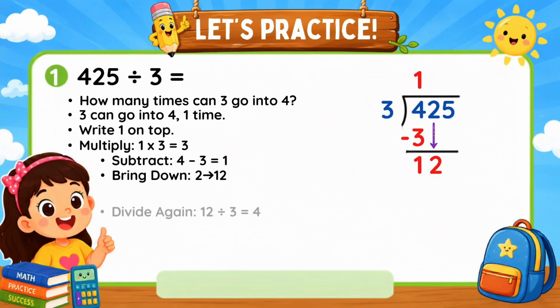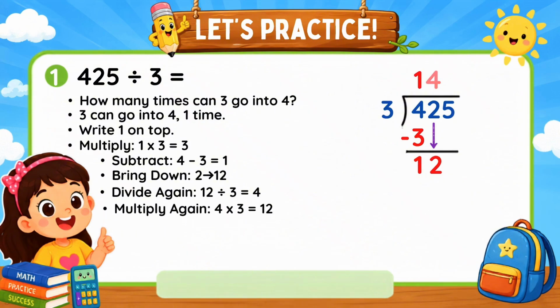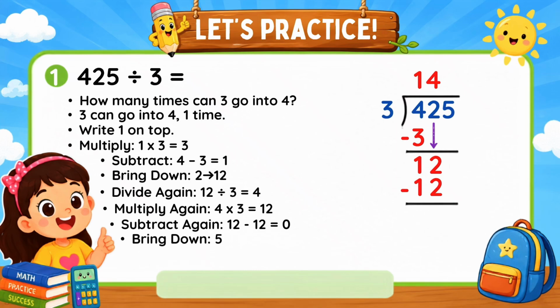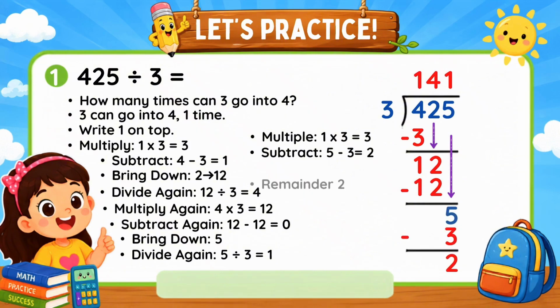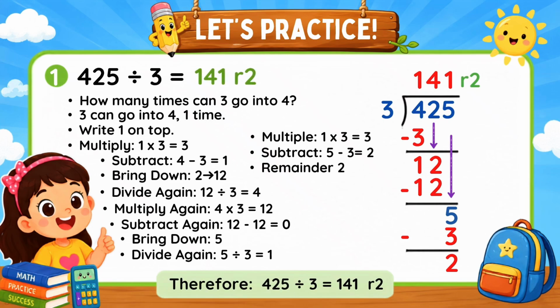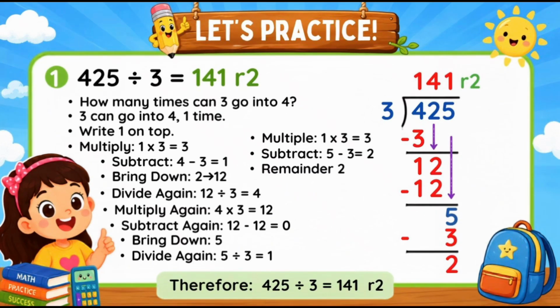Let's repeat the steps again. Divide 12 by 3 equals 4. Multiply 4 times 3 equals 12. Write under 12. Subtract. 12 minus 12 is 0. Bring down 5. 5 divided by 3 is 1. 1 times 3 is 3. Write under 5. 5 minus 3 equals 2. So our remainder now is 2. Therefore, 425 divided by 3 equals 131 remainder 2.